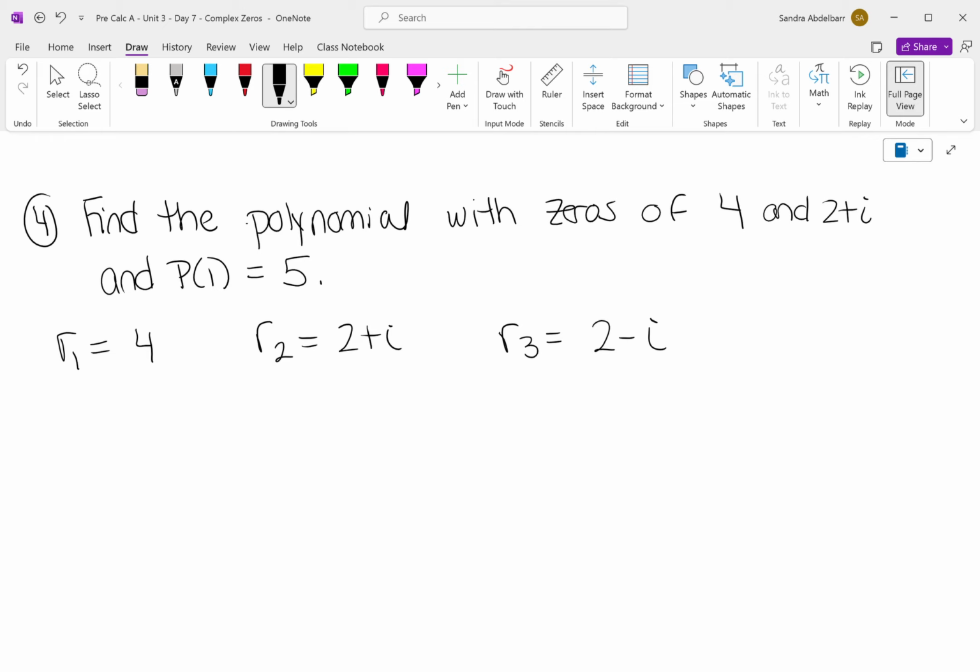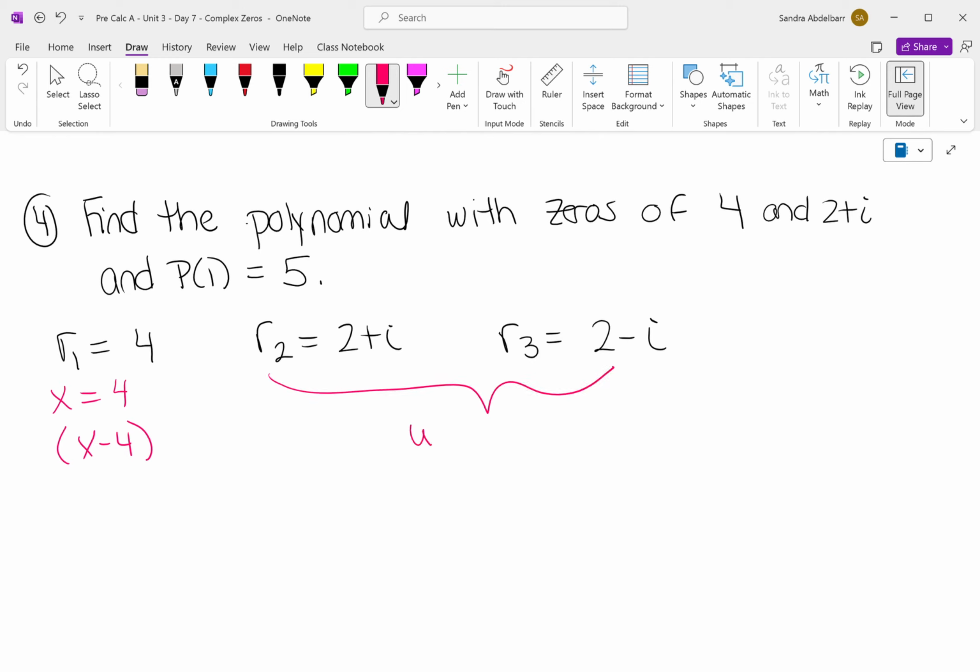What do you think I'm going to tell you we should use? Sum and product. You got it. We are going to use sum and product. Do we all agree that the factor that gave us the 4 as the root is going to be x minus 4? Okay.